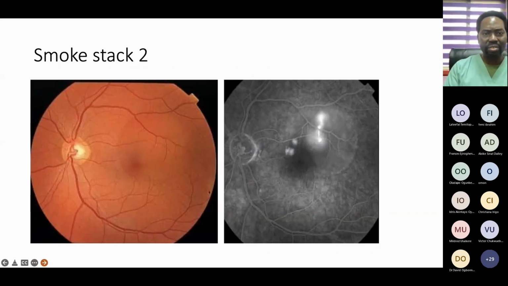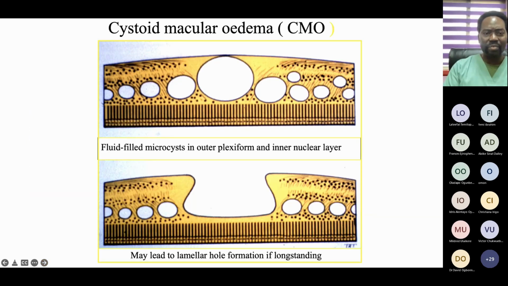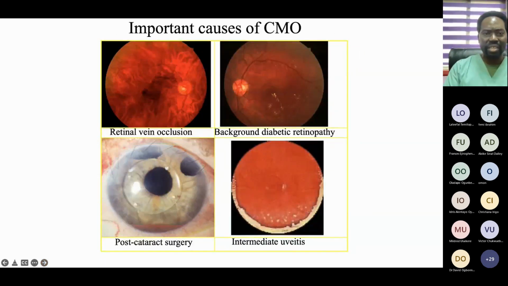in central serous chorioretinopathy. Cystoid macular edema is when there are fluid-filled cells in the outer plexiform and inner nuclear layer. Sometimes, when they are long-standing, they could progress to lamellar or full-thickness hole formations. The causes of CME are retinal vein occlusion, diabetic retinopathy, and post-cataract surgery, which is called Irvine-Gass. You can see this in uveitis, you can see the hyphema too, and then also intermediate uveitis. These are just the more common causes.